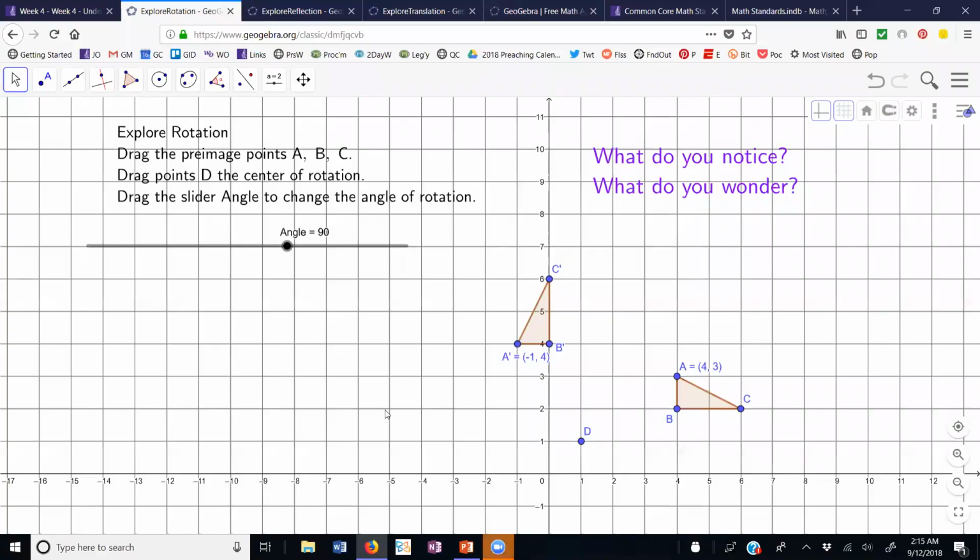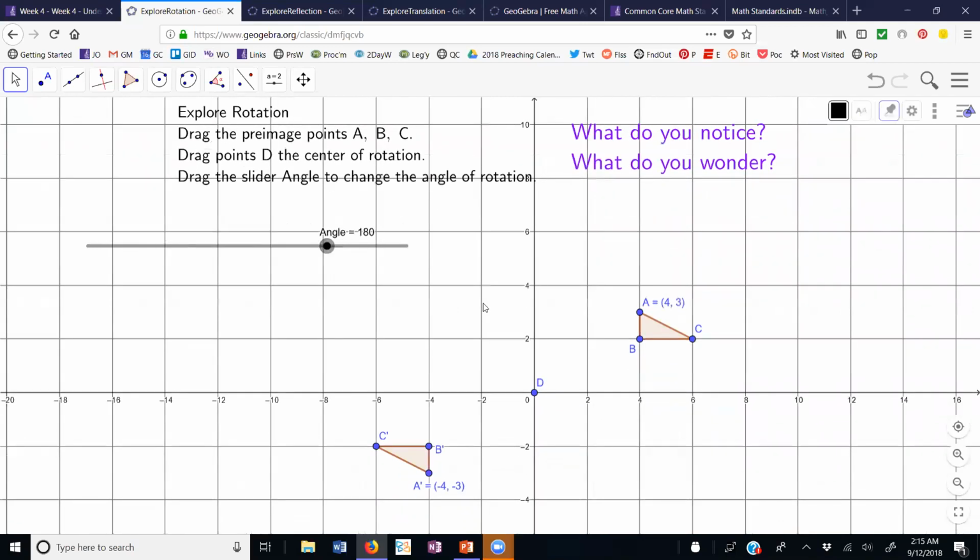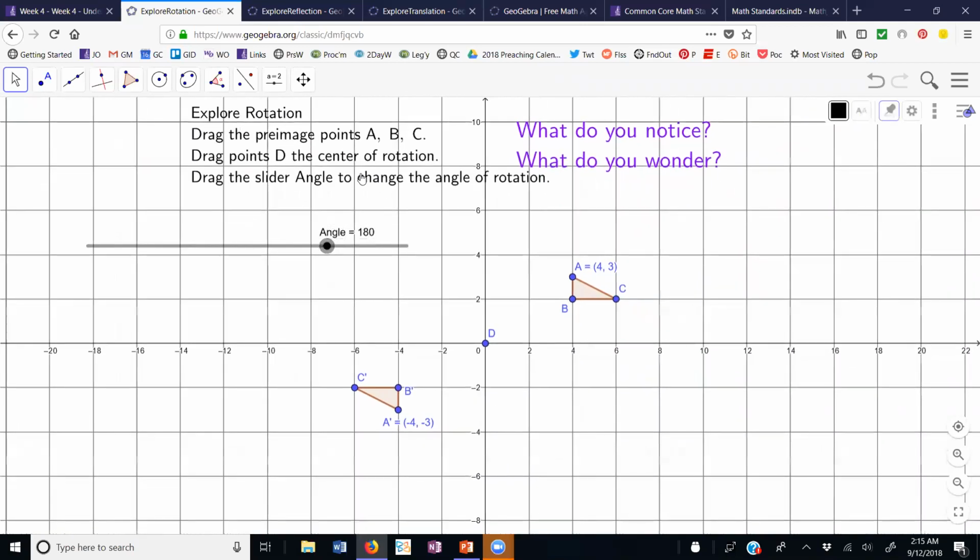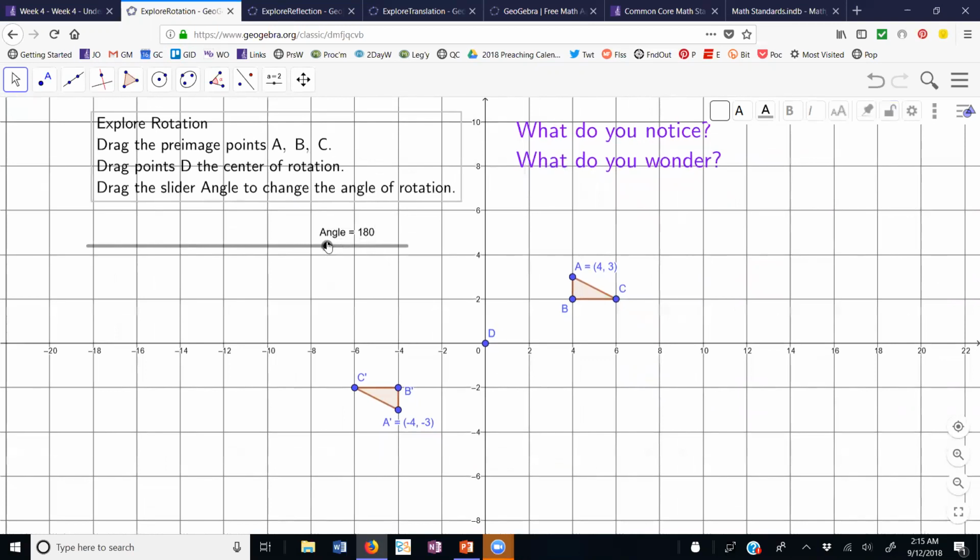This now is the rotation app, and I am rotating around point D. Oftentimes point D is at the origin. For example, if we rotate through 0 degrees, it does not change the triangle at all. Here's a rotation of 90 degrees. Here's a rotation of 180 degrees. Here's a rotation of 270 degrees.